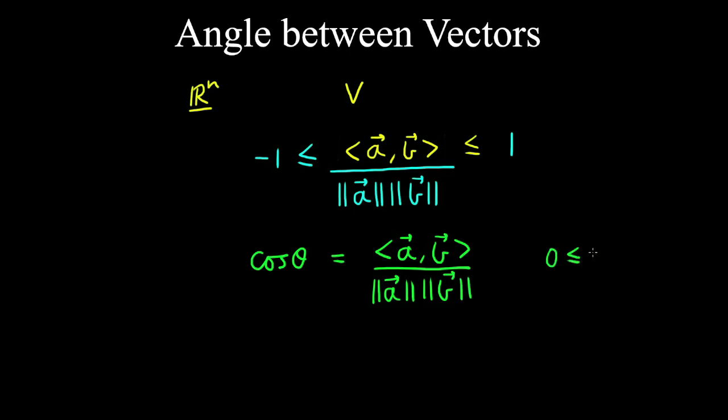where the angle theta is between 0 and pi. So if you plot cosine theta between 0 and pi, you'll see that cosine of theta is unique. And given that's the case, we can take the inverse of both sides. So that gives theta is the arc cosine of this quantity. And this is defined as the angle between two vectors A and B in a real inner product space.